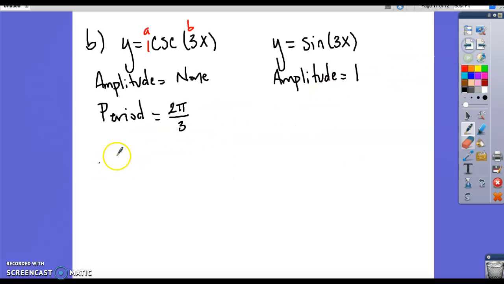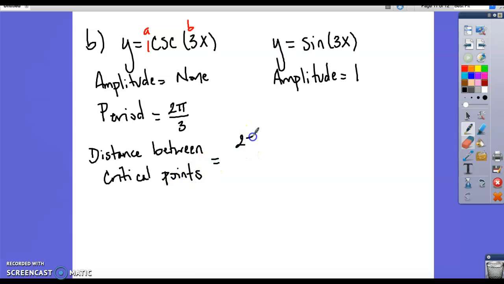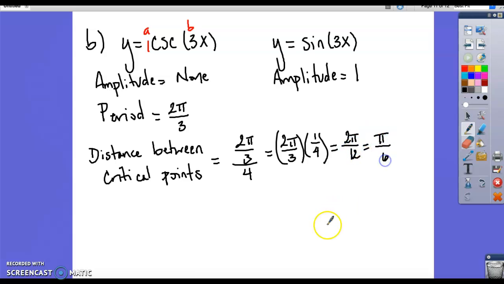Okay, let's talk critical points here. If my period is 2 pi over 3, that means that the distance between critical points is 2 pi over 3 divided by 4. Okay, so that would be 2 pi over 3 times 1/4, which is 2 pi over 12, which is pi over 6. Okay, so the distance between each of my critical points is going to be pi over 6.